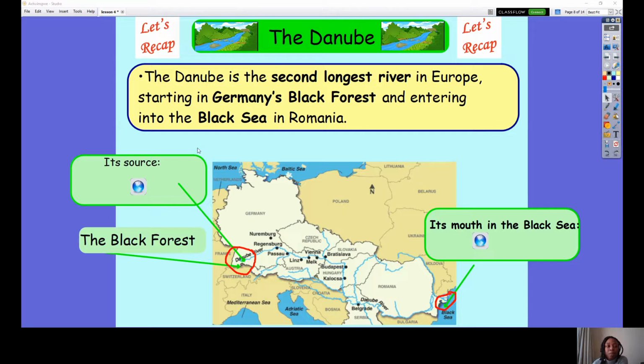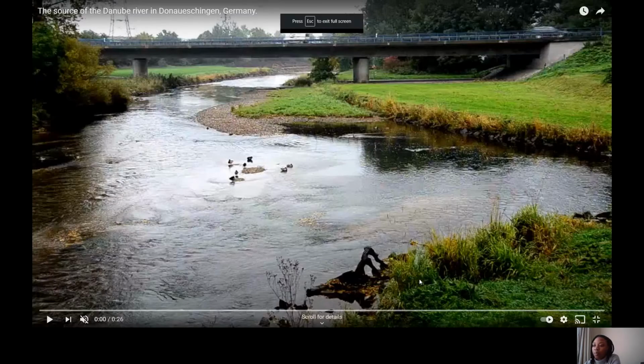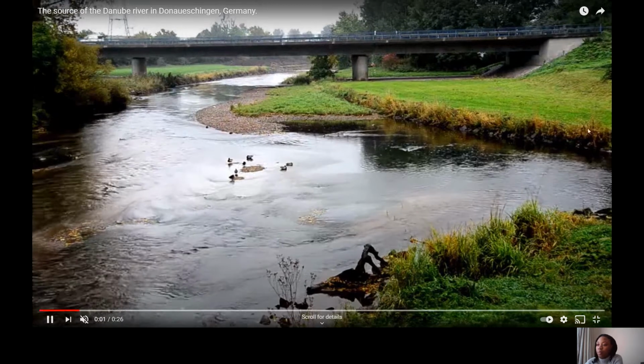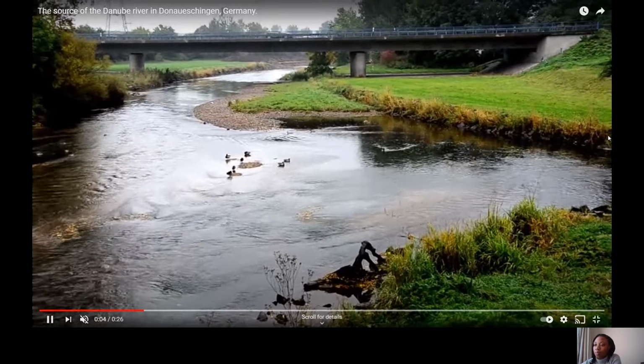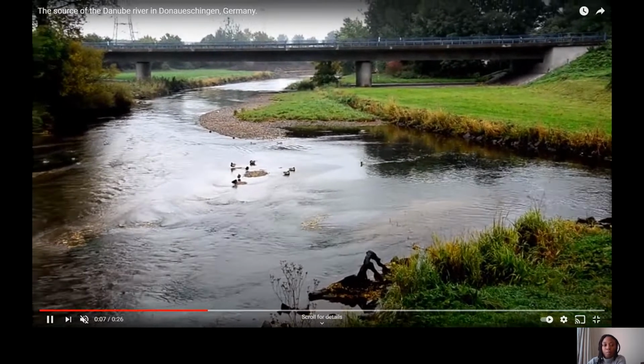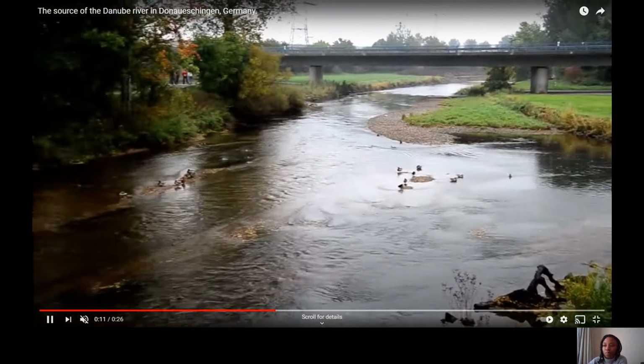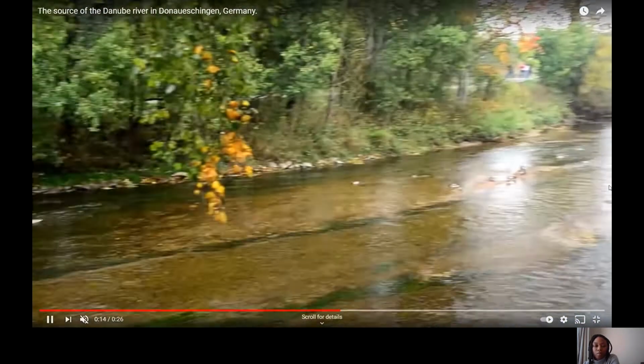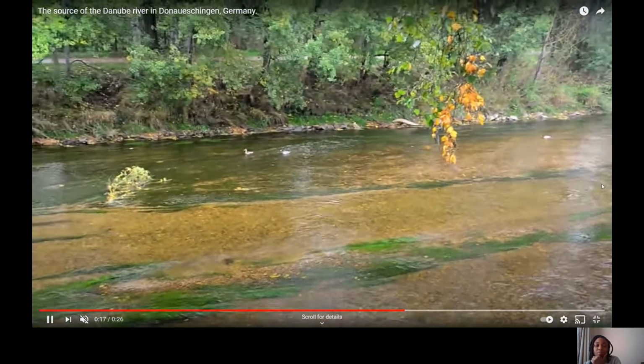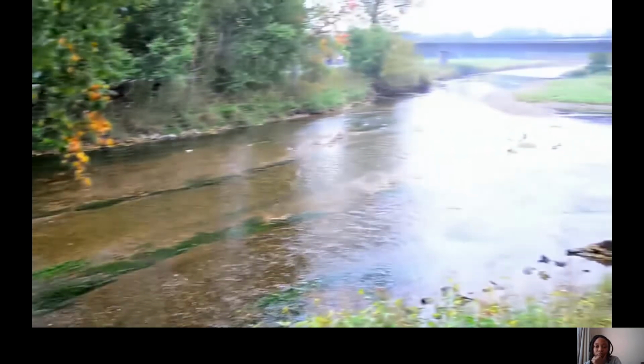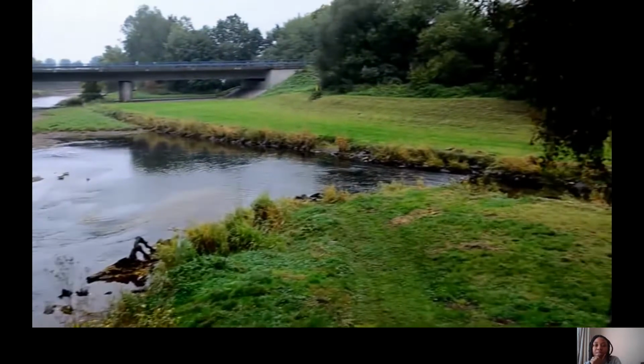Okay, so let me just open that up. And I'm just going to reshare my screen so that you can see this video. This is the source. This is where the river starts, and this is the Black Forest.